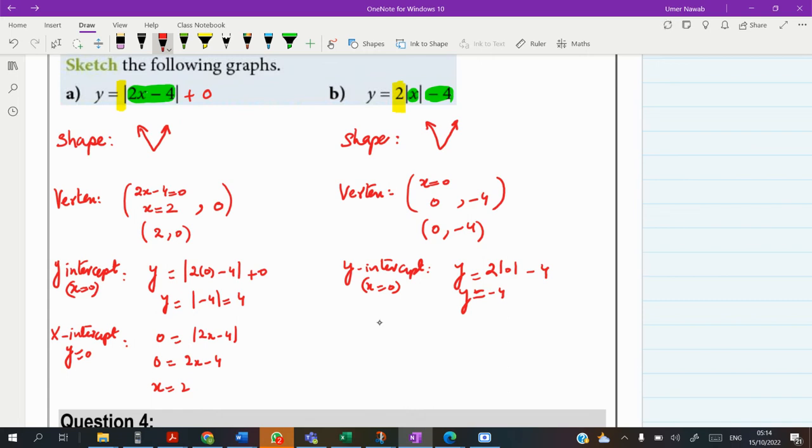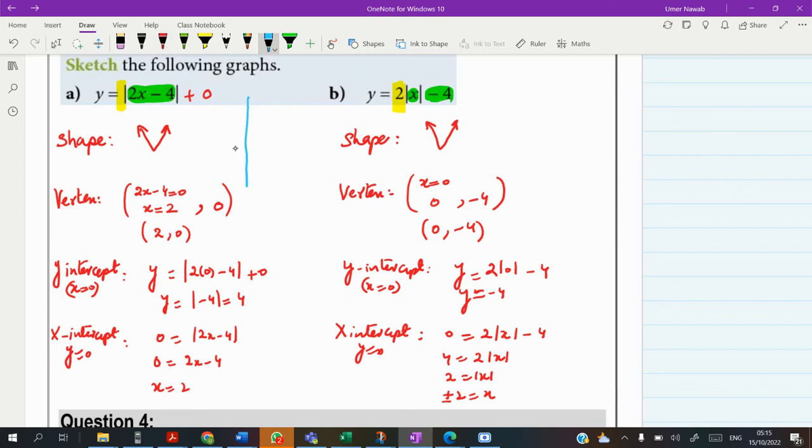However, in this case, if I want to get my x-intercept, I need to put y equal to 0. Send the -4 to the left. And then 2 is equal to absolute of x, which gives you plus minus 2. So there are two x-intercepts in this case.